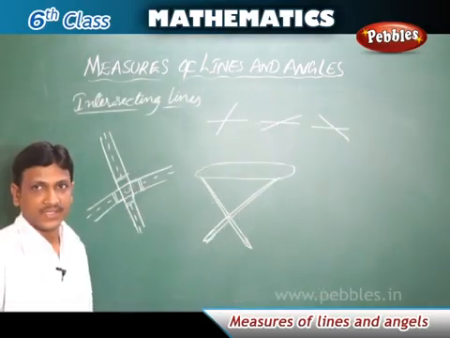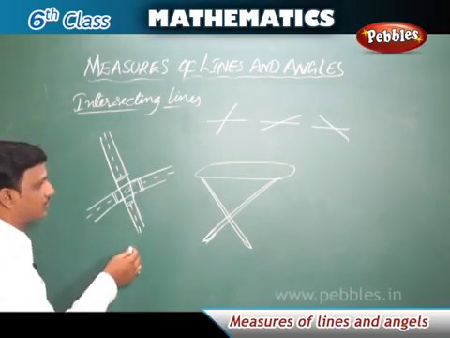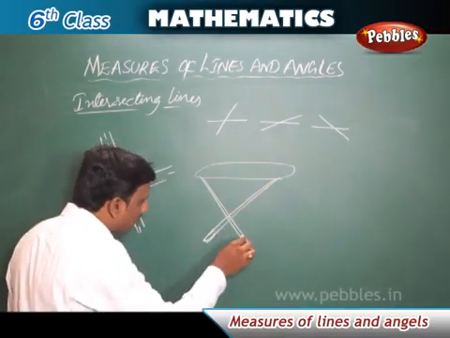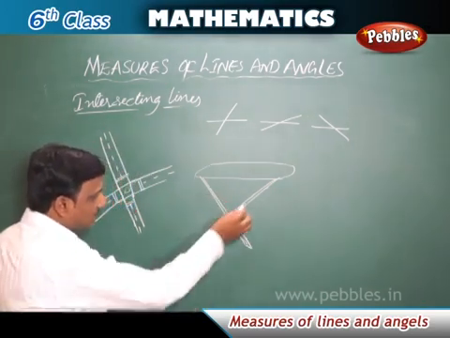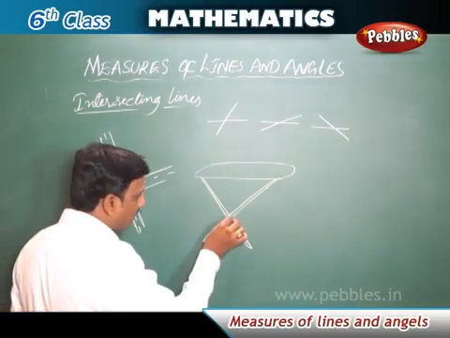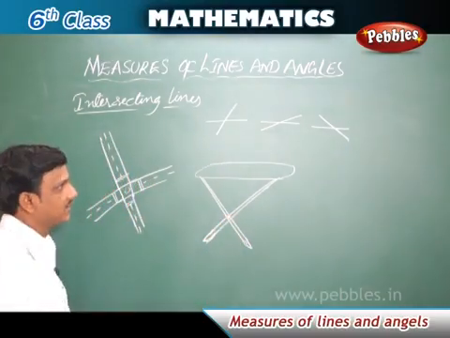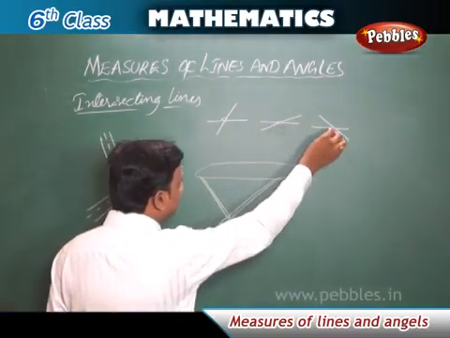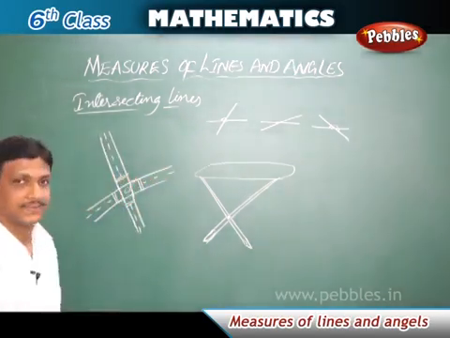Intersecting lines. In our daily life, we see some intersecting lines, like a crossroad, like an iron stand. Here we see two lines meeting at a point. So two different lines or two different rays are intersecting at one common point. Such lines are called intersecting lines. These intersecting lines may form different kinds of angles. So this way they form different kinds of angles.